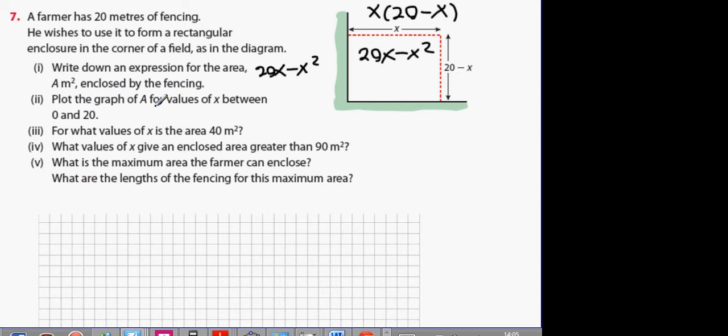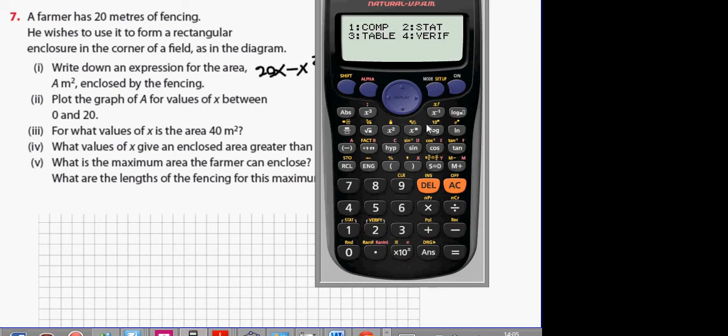Plot the graph of A for values between 10 and 20. Okay, between 10 and 20, go to your calculator. Mode. Zero to 20, okay? So table. So it's going from 0 to 20, and it's 20x minus x squared. It starts at 0, ends at 20.